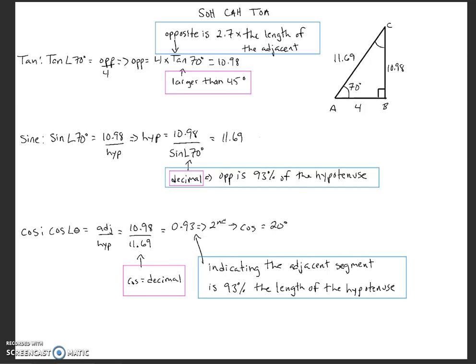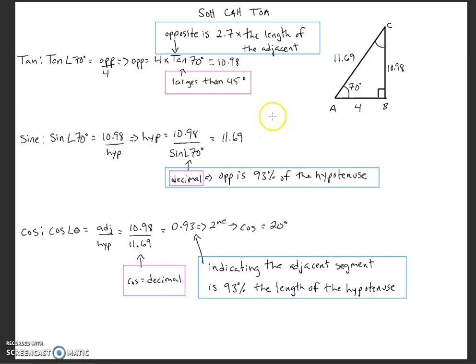And just to finish it off, we have the cos of the angle. So we're going to track down the angle, and we can use the adjacent and the hypotenuse. And again, it has to be a decimal, so there's only one way to stack these numbers. The lesser over the greater, 0.93, second function, cos, gives us 20 degrees.